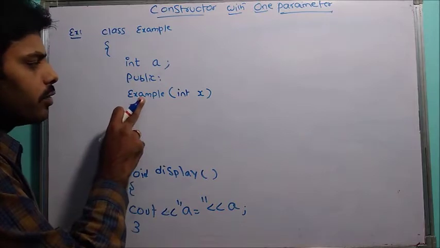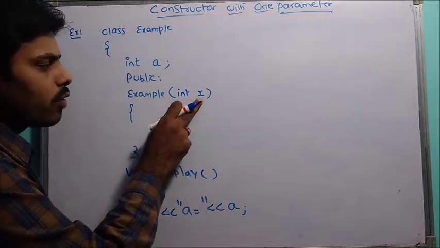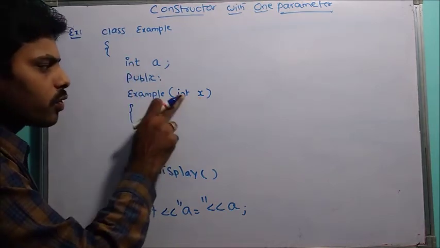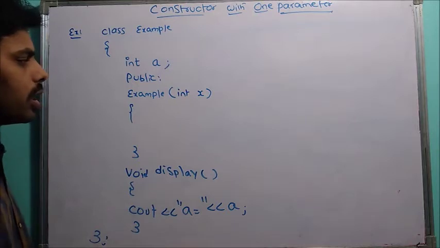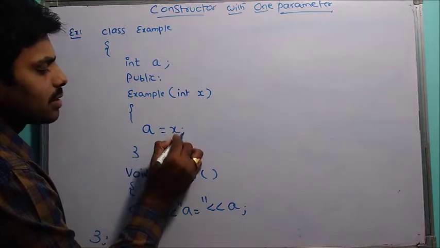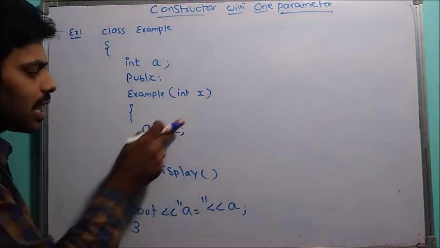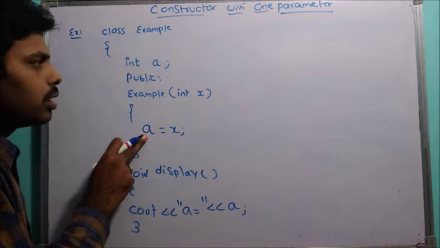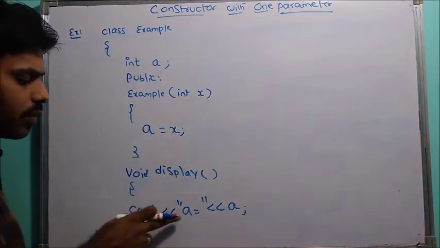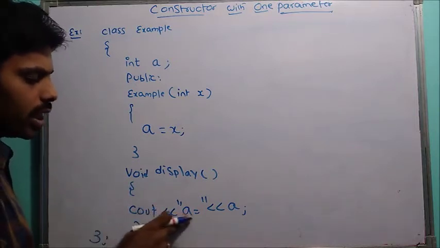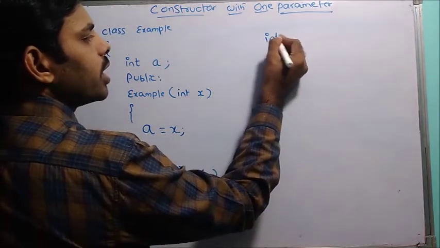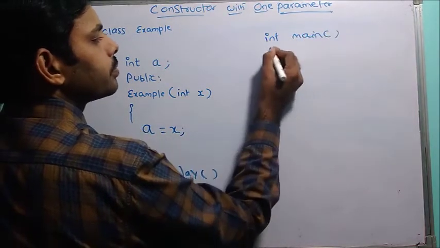So constructor with one parameter, the parameter is x of type integer. If you observe, a is of type integer, x is of type integer. In that, I am assigning the value a equal to x. That is, the parameter x is assigned to a. So a equal to x. Simple logic. In the display part, I am displaying the value a, that is cout a equal to a. Class close. Next, main part, int main.